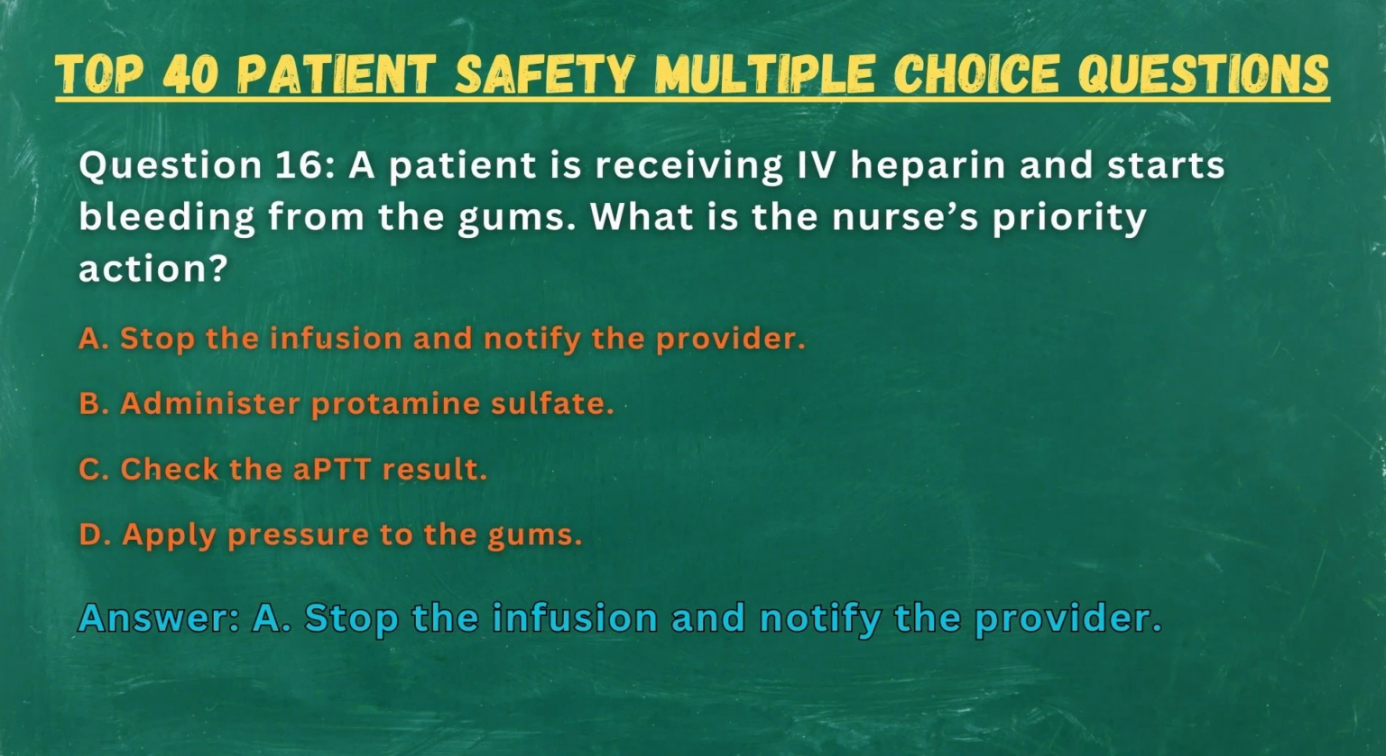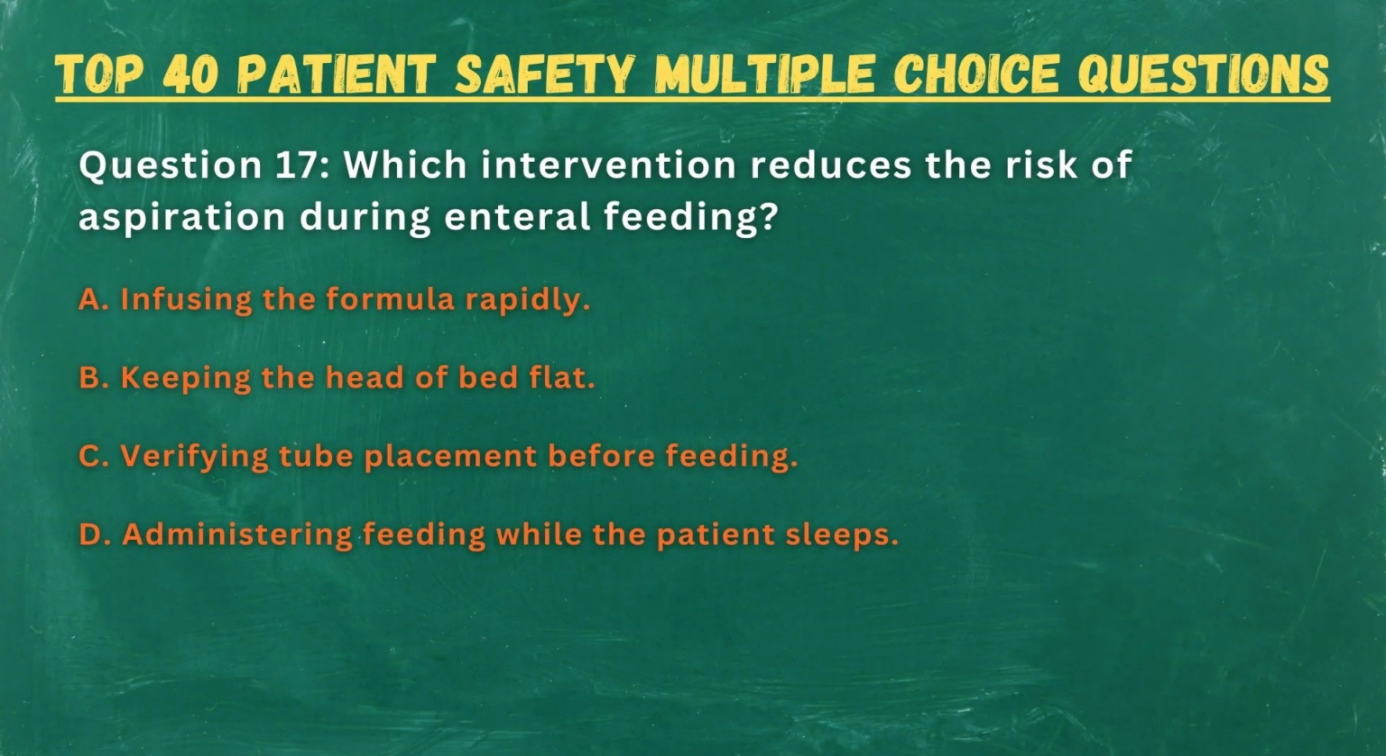Answer: A. Stop the infusion and notify the provider. Question 17. Which intervention reduces the risk of aspiration during enteral feeding? A. Infusing the formula rapidly. B. Keeping the head of bed flat. C. Verifying tube placement before feeding. D. Administering feeding while the patient sleeps.